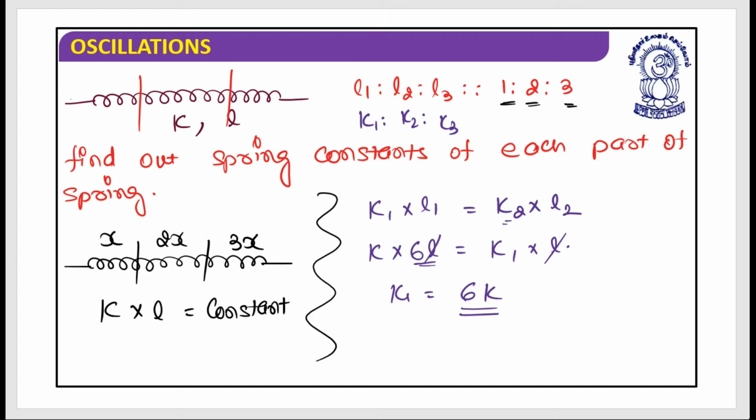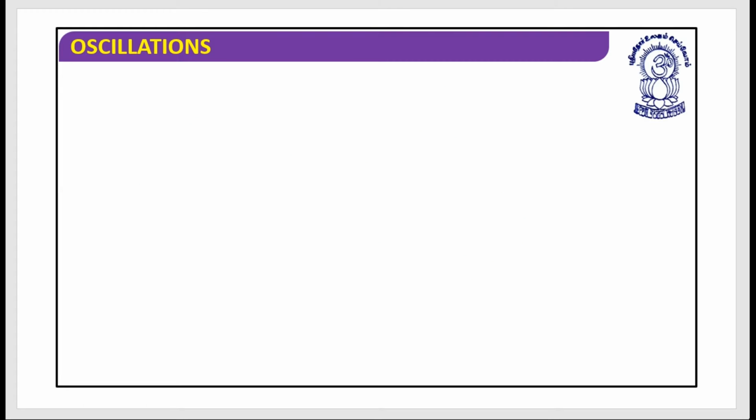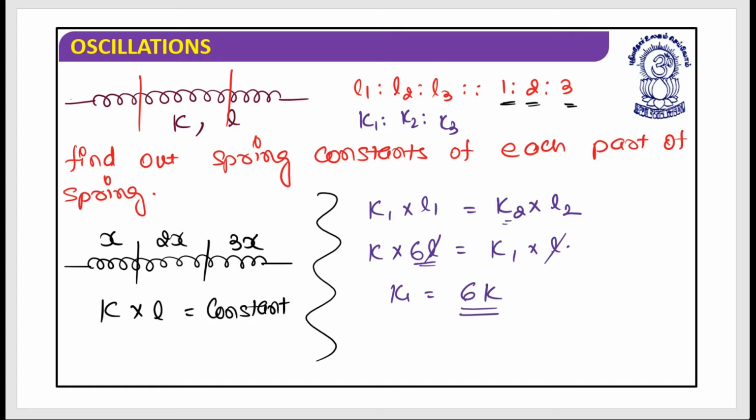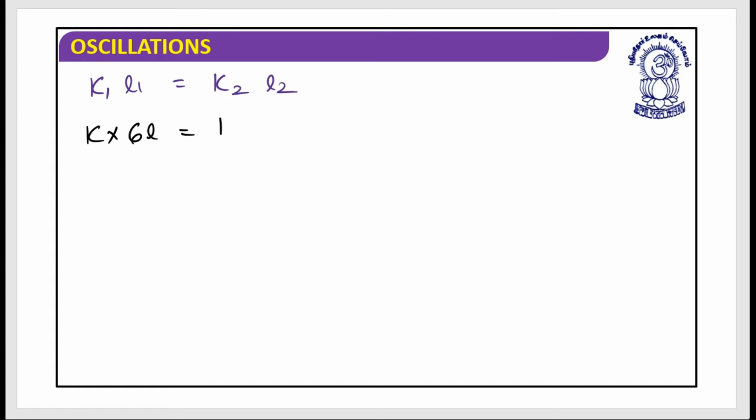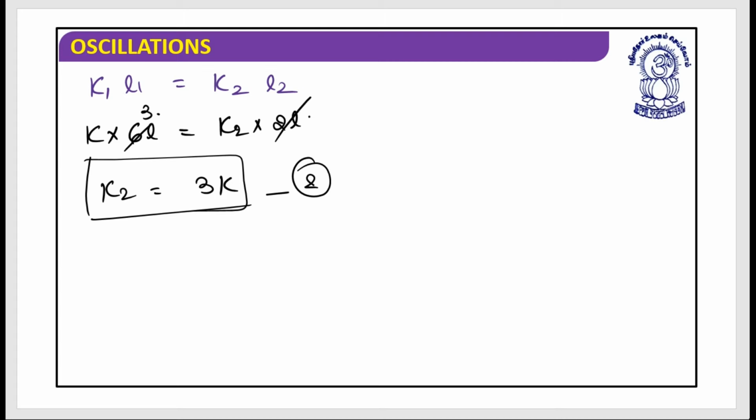I hope this is clear. Let's talk about the second part. Again k1 L1 is equal to k2 L2. The initial segment was k with length 6L, and the new segment has length 2x, that means 2L. So k into 6L is equal to K2 into 2L. So K2 will be equal to 3k. This is the second part.